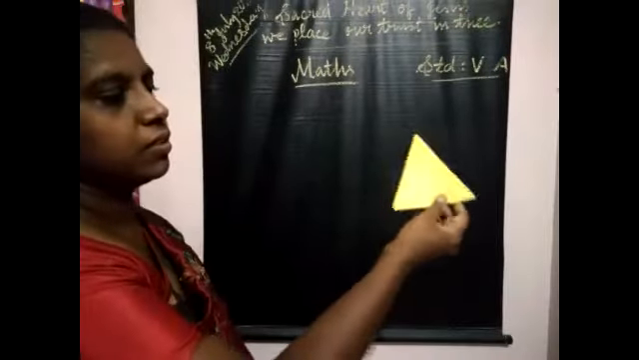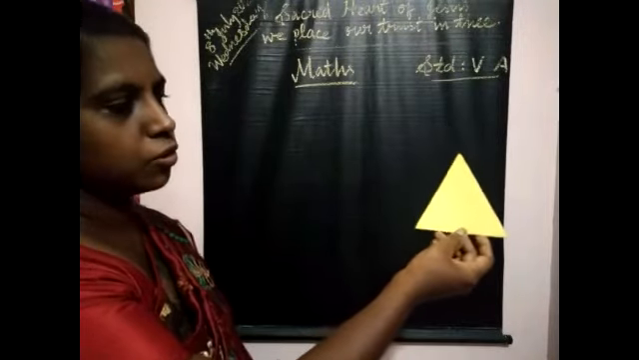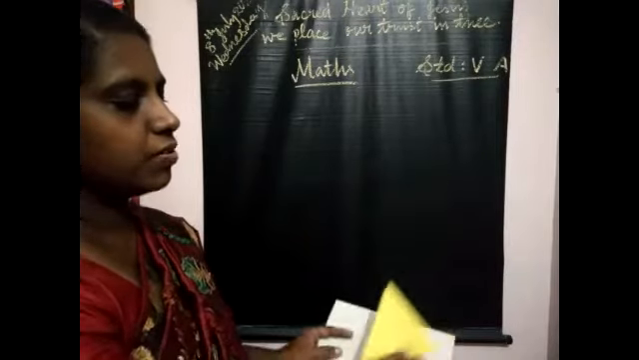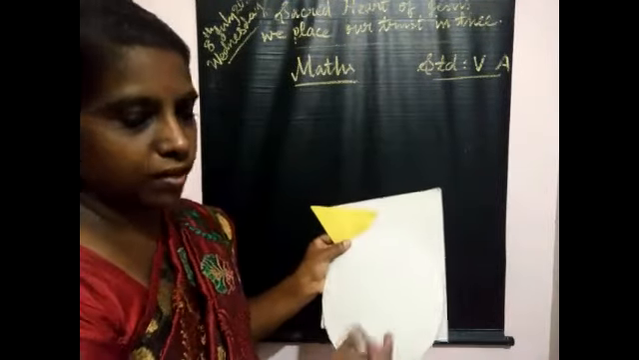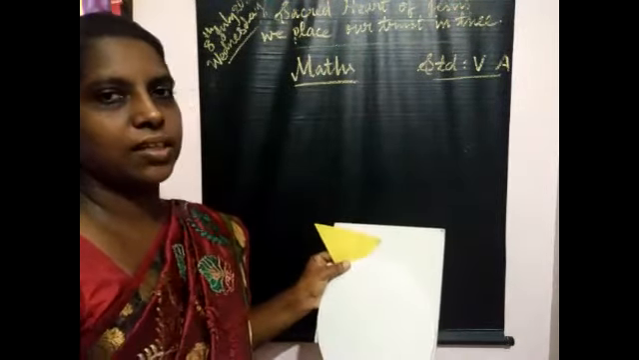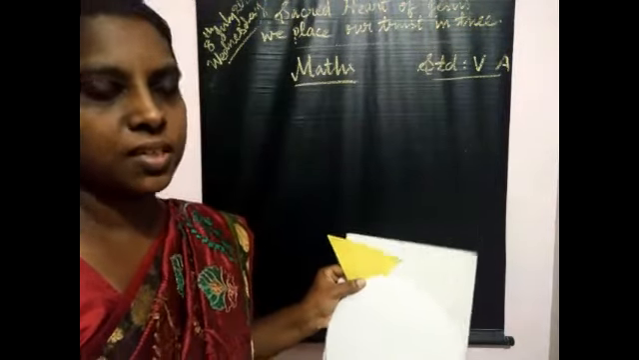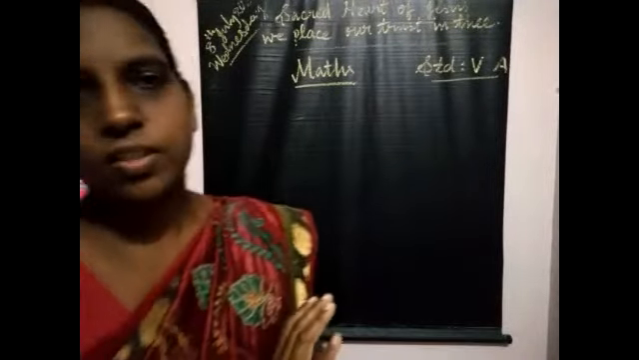What about this one? Is this a rectangle? No. Is this a circle? No. Then what is this? This is a triangle. So we have seen the different what? Square, rectangle, triangle, circle. What are they? They are some shapes which we know. So in this part we are going to study about shapes. So that's our chapter today.